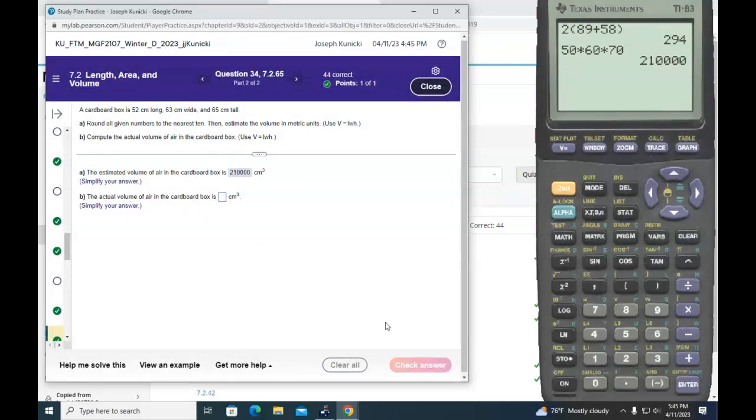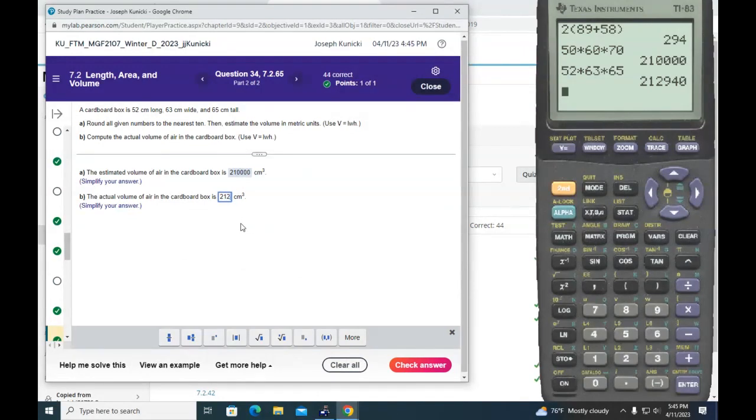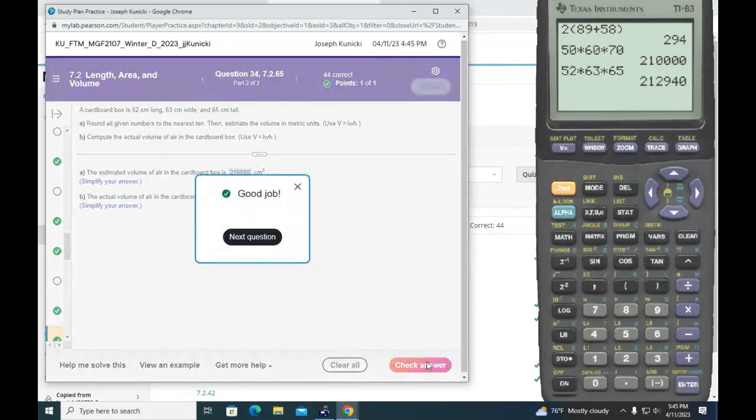Now they want the actual volume. So 52 times 63 times 65 should be less. No, it's more. 212,940. Pretty close.